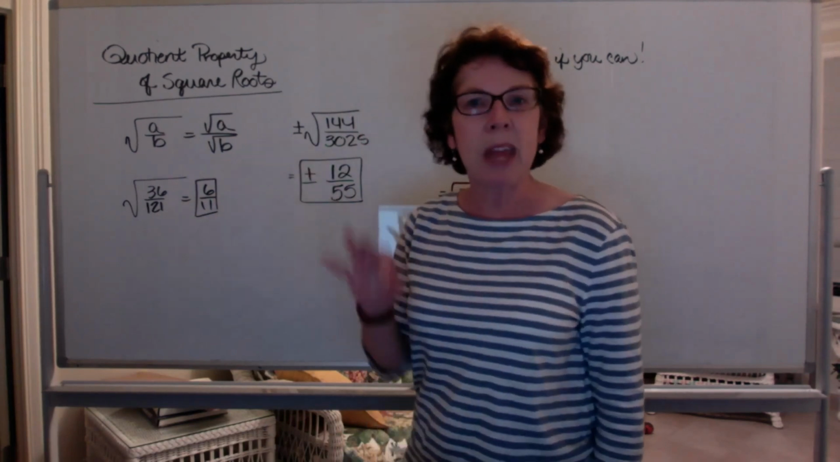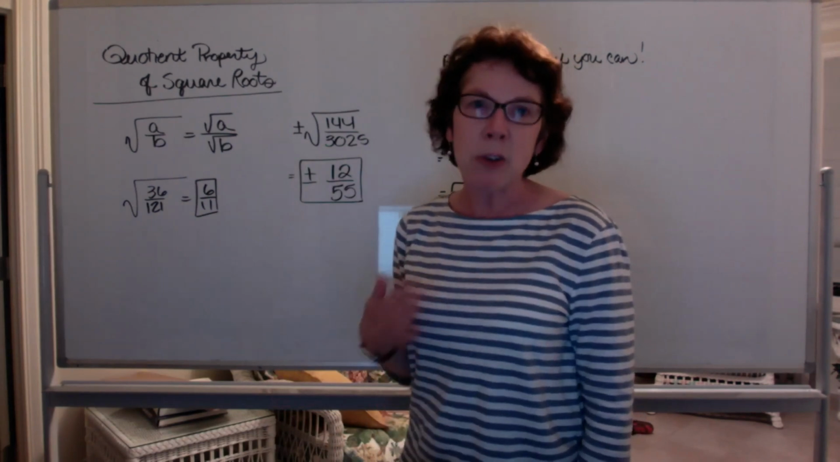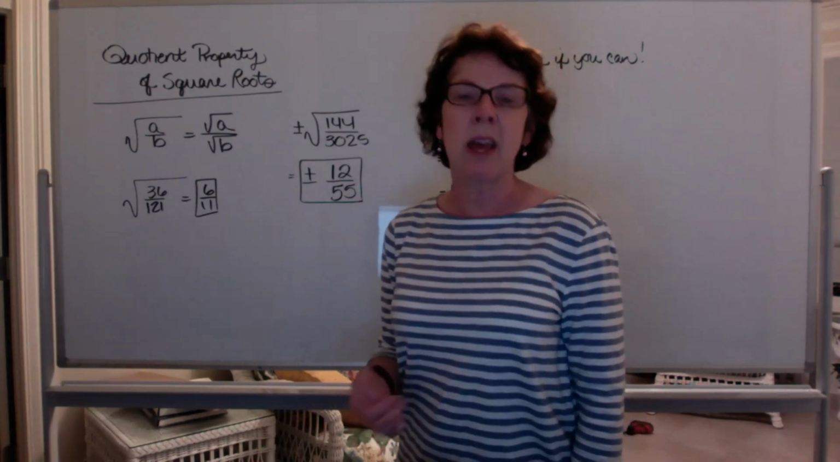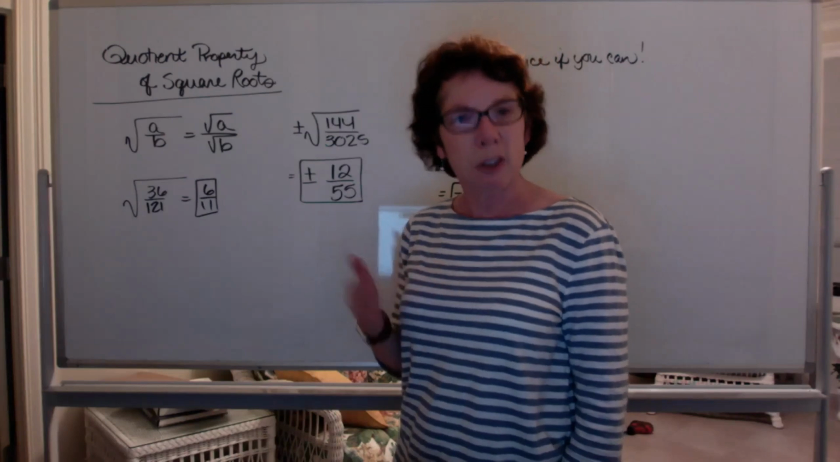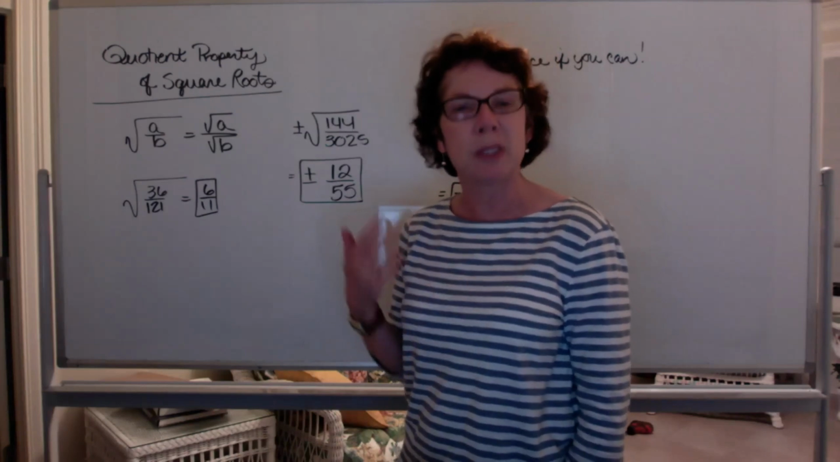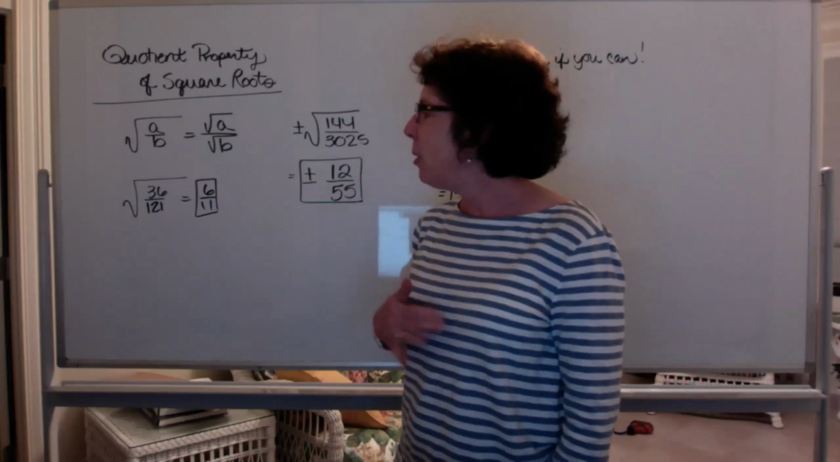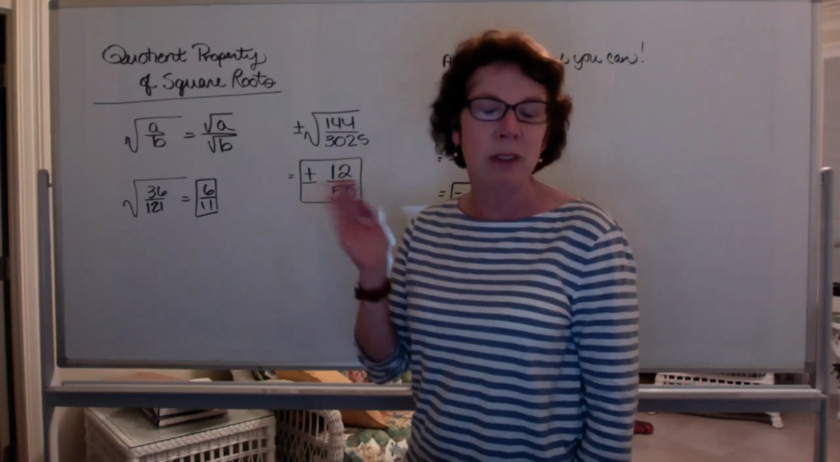Now notice that I'm saying the root of 36. I do mean the square root of 36, but mathematicians will just kind of shortcut and say the root when they mean square root. Okay, so if you hear me say the root of 36, I mean the square root.